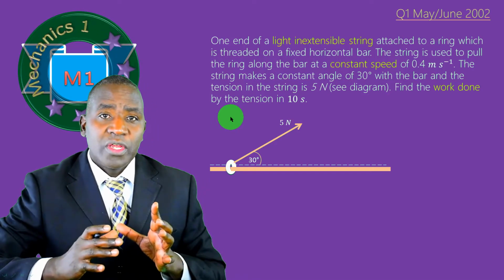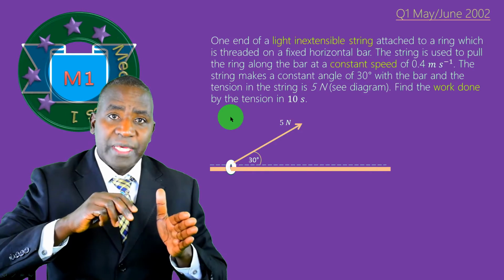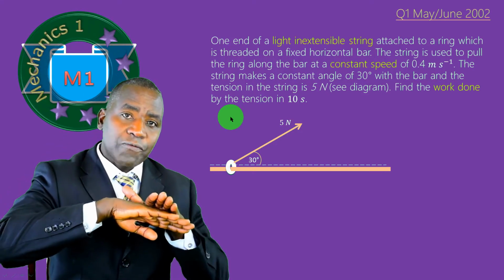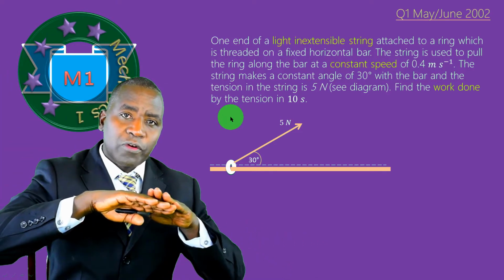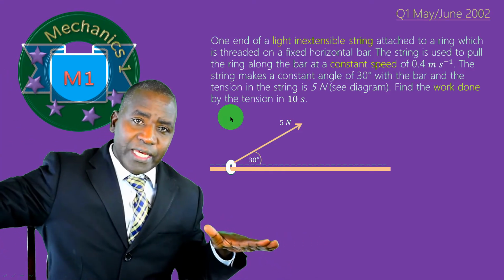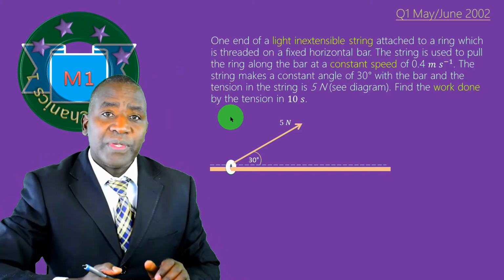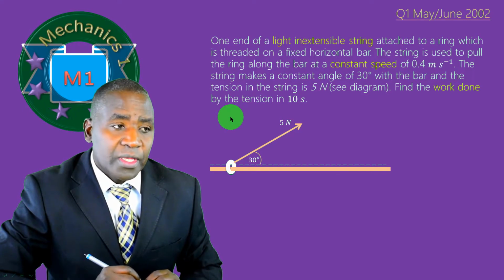The two directions that are there in Mechanics 1, there are just two. One of them is horizontal and vertical. The other one is when the forces are on an inclined plane and you are required to resolve along the inclined plane and perpendicular to the inclined plane, as we will see in another question in this paper.